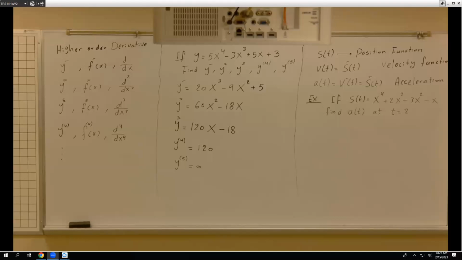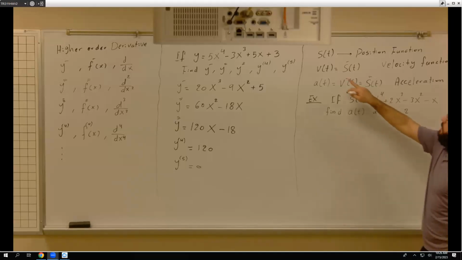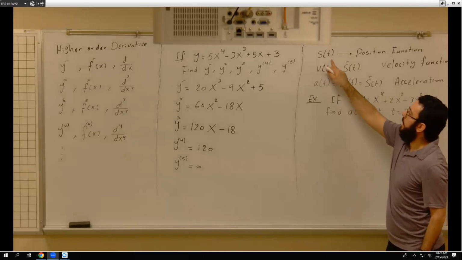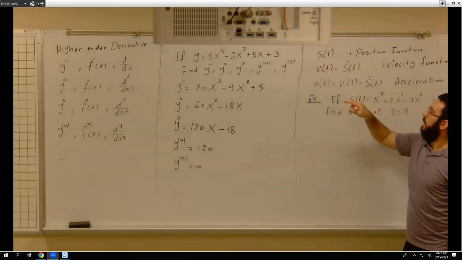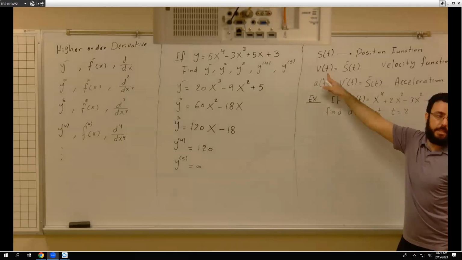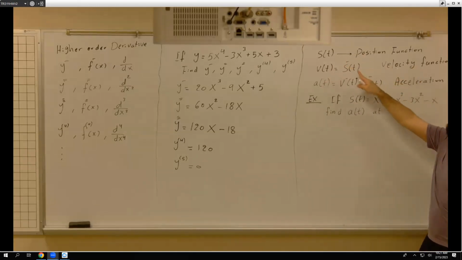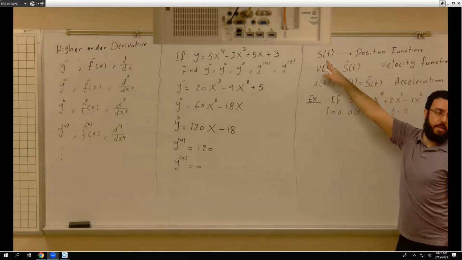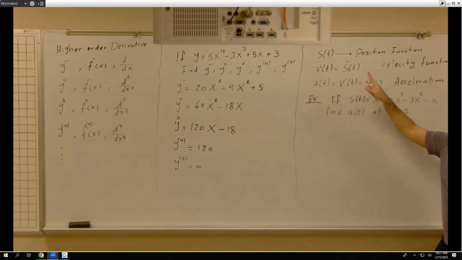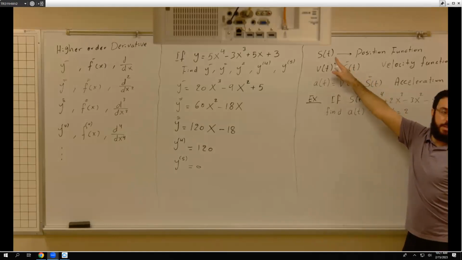The last part of this section, they're telling you S of T is the position function. At a certain time, the position function of a certain object is going to be defined by S of T. The velocity of T, how are you going to find it? By finding the derivative, the derivative of the position function. The acceleration is going to be the first derivative of the velocity, and the second derivative of the position function. So here's a simple example.